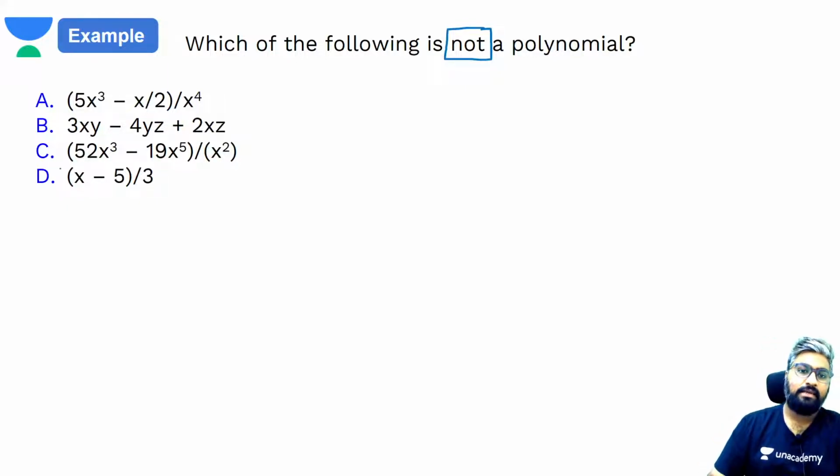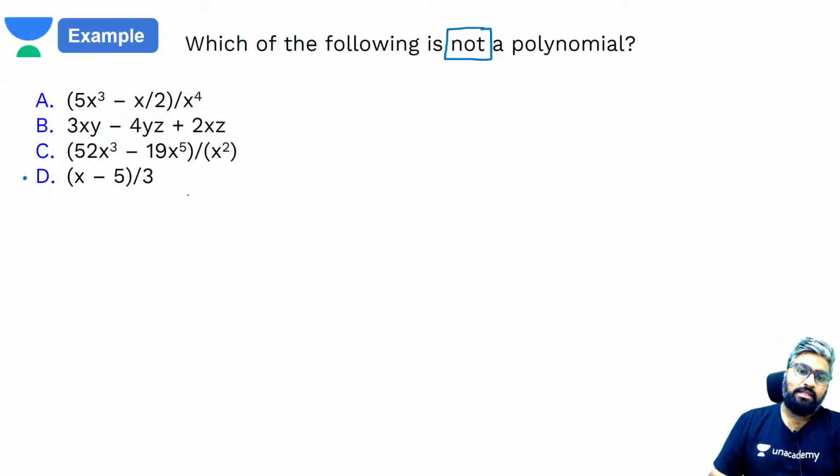Nikun says D. Others? Shreyashi says D. D is not a polynomial. क्यों नहीं? Why not?